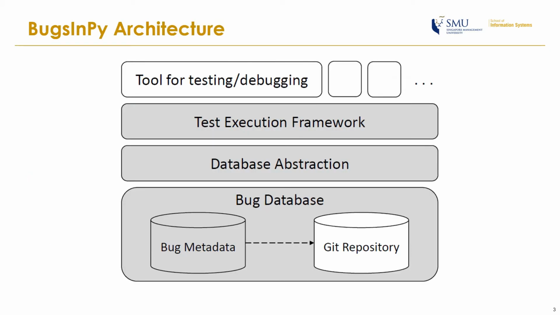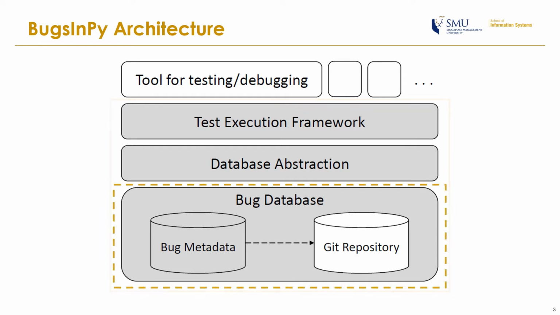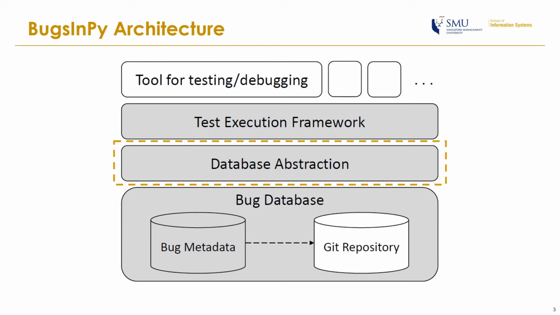BugsInPy's architecture is similar to Defects4J. It has 3 main components: a bug database, a database abstraction layer, and a test execution framework. The bug database contains the collected bug metadata with links to the original Git repository. The database abstraction layer allows access to bugs without knowledge of how the bug data is stored. The test execution framework allows execution of tools for testing or debugging on the collected bug data.